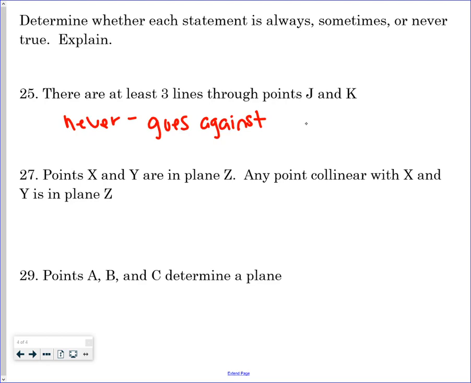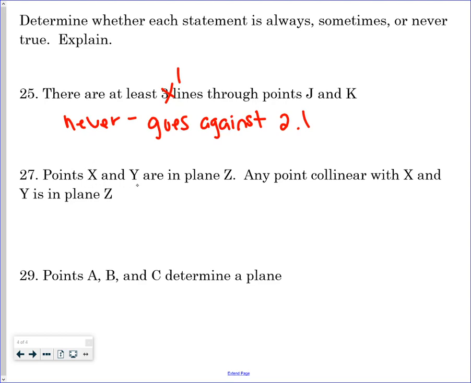Through only 2 points, there's exactly how many lines? 1 line, right? So it goes against 2.1. Through any 2 points, that's what this is, right? There's exactly 1 line. So they literally negated a postulate, so that's never, right? Always would be if it says a postulate or theorem. Sometimes is like in between, and never is like literally they said something wrong, right?